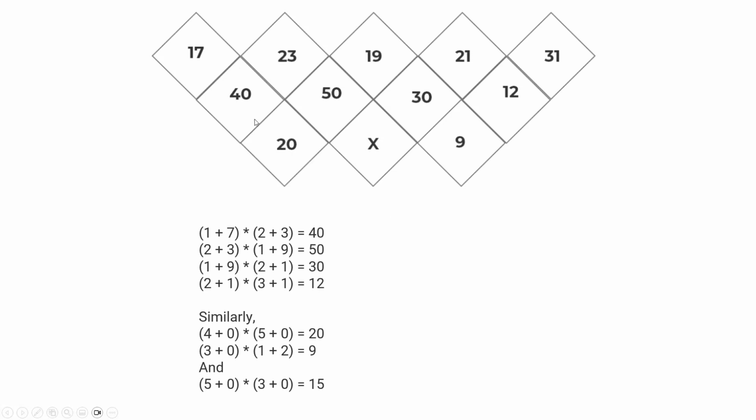Similarly, in the next row, 4 plus 0 multiplied by 5 plus 0, we have got 20. So in the first row, if you do like this, we will get the center number. Similarly, for between 23 and 19, we do the trick and we'll get this number. Similarly, if we do the same pattern for 50 and 30, we'll get the multiplied number. That is 5 plus 0 multiplied by 3 plus 0 is 15. So x is 15.